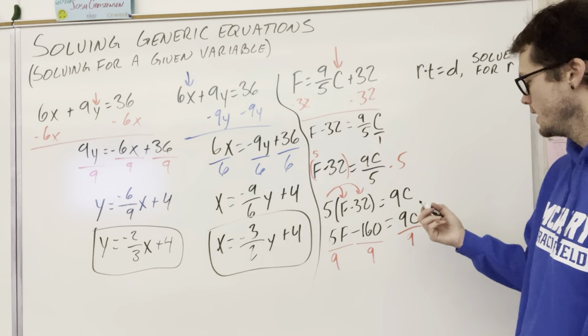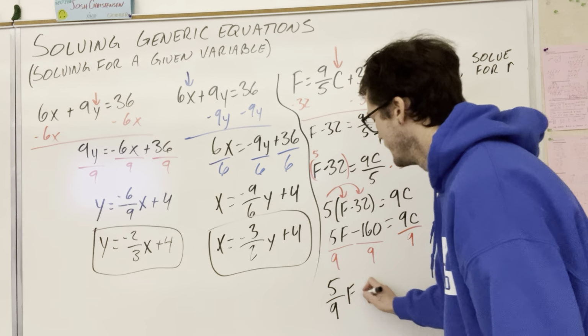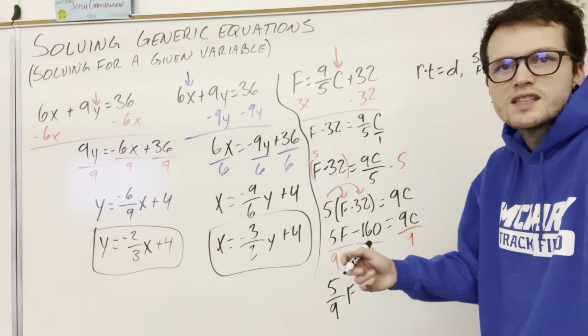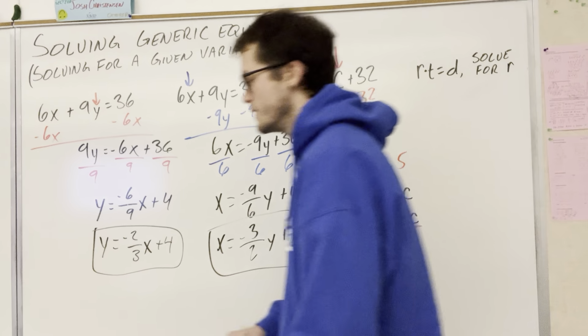This is our final step. Thanks for sticking with me on this one. So we have 5/9 f, or this could be 5f over 9. Those are the same statement. Minus, 160 divided by 9.